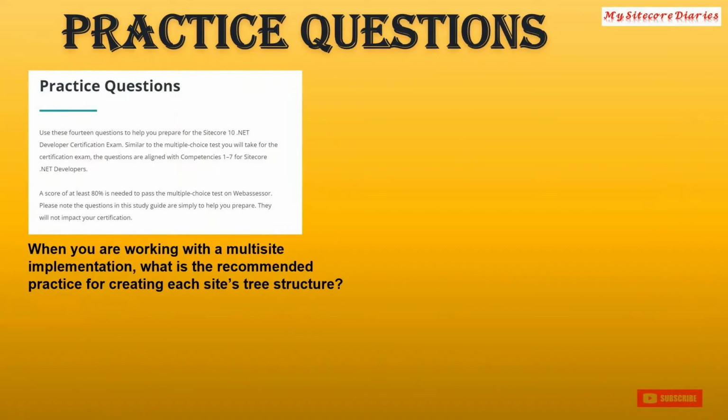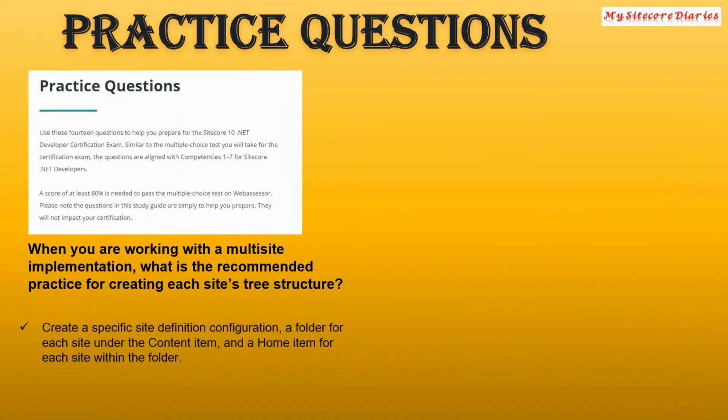First question: when you are working with a multi-site implementation, what is the recommended practice for creating each site's tree structure? As we know, in Sitecore we have multi-site configuration. When we are doing multi-site configuration, you will definitely need a site definition. So create a specific site definition configuration. That is the first thing. The second thing is the content tree design. In the content tree, you can create a folder for each site under the content item, and a home item for each site within the folder. One more point is that we can also have a shared folder outside.